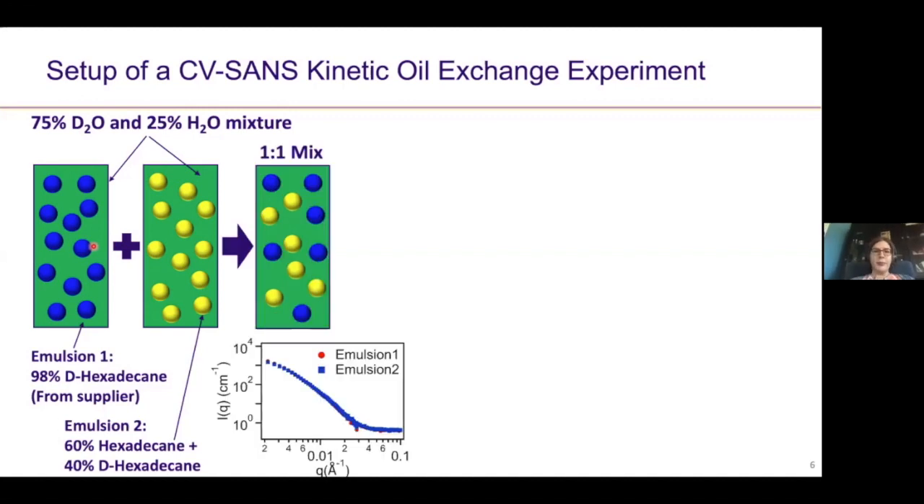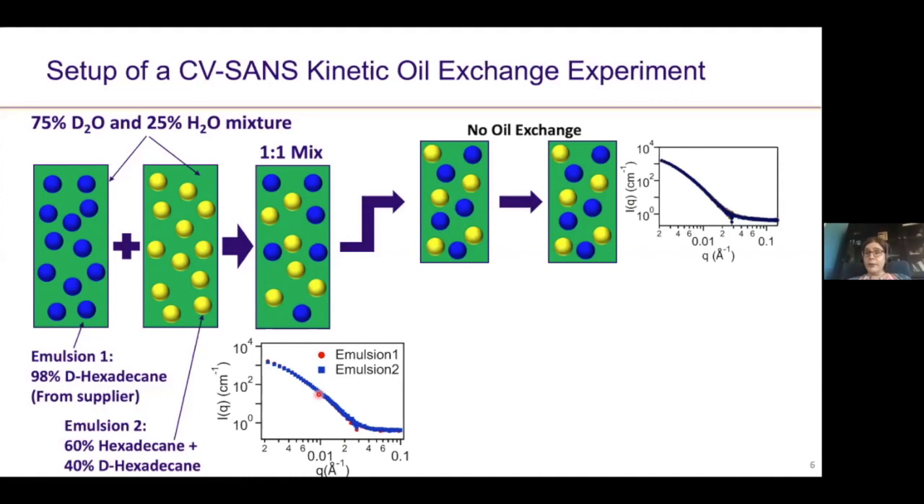So what will happen here is that if we, at time zero, mix these two populations together, the scattering should be identical to the scattering of either of the two populations. And this is because the contrast in the solvent is designed to be right at the middle between the two different populations. And you can do an experiment by scattering of the individual emulsion systems and make sure that this is a good check, that they in fact scatter identically to each other.